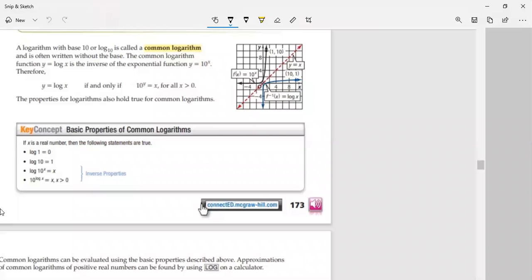If the base of a log is 10, a logarithm with base 10, this is called common log. And on the calculator you will find log written on the button that will be used to find the value of log. That is the natural log. Oh, no, sorry, not natural. This is common log.